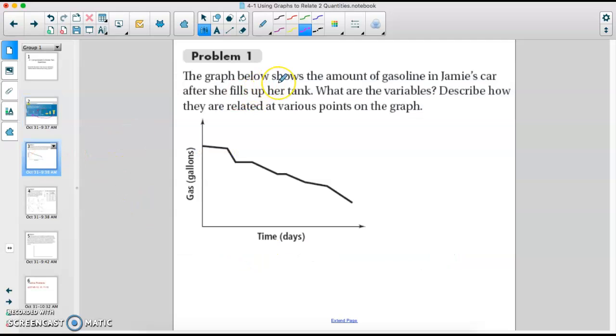All right, so below we see a graph. It shows the amount of gasoline in Jamie's car after she fills up her tank. First, we need to determine what the variables are, and then how they are related to various points on the graph. So first off, our variables in this whole scenario. Well, first we have gas, right? That's one variable. How much gas we have, and that's constantly changing. And the gas is measured in gallons. That's one variable.